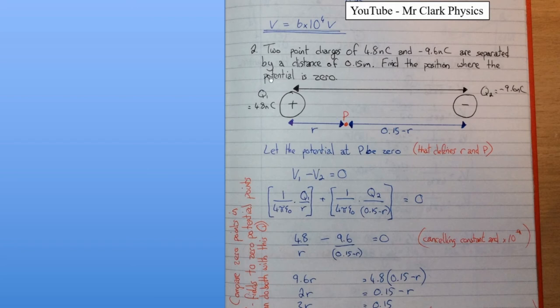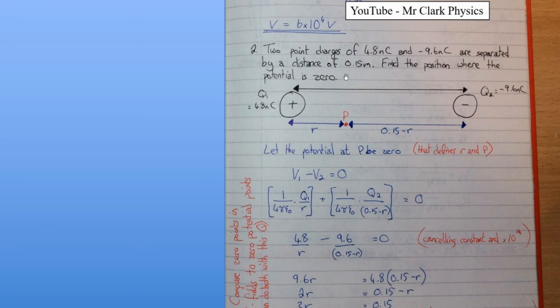And then to draw my diagram, I thought, well, which one am I going to be closest to? Am I going to be closest to the big charge or closest to the small charge? And obviously here, if they have to be the same size and this one's bigger, well, I need to be closer to the small one. That way it has a chance to compete.